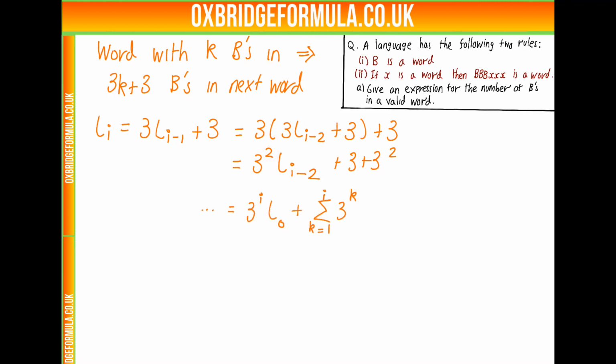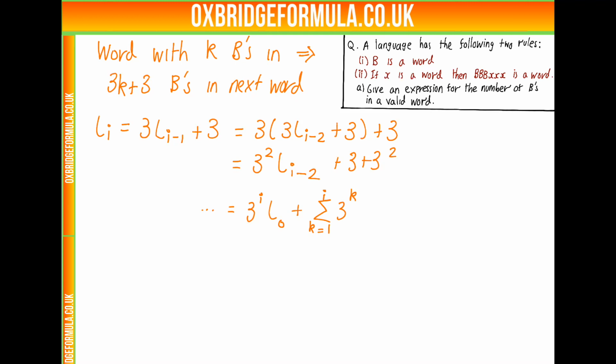we get 3 to the i, L0, plus the sum from k equals 1 up to i of 3 to the k. Because we're at 3 squared when we're looking at Li minus 2, so at 0, which is Li minus i, so to speak. So this is technically an answer, this is a valid expression, but it's not the nicest looking thing.